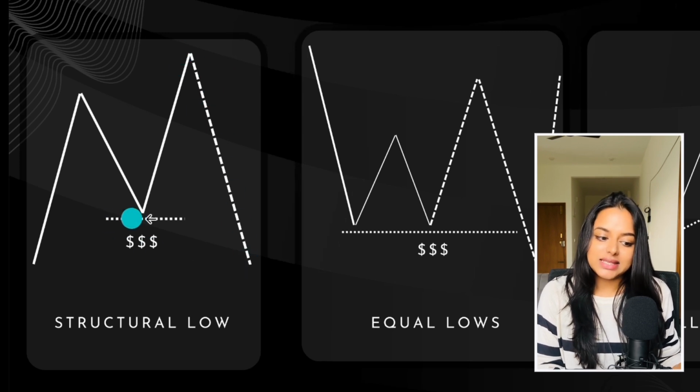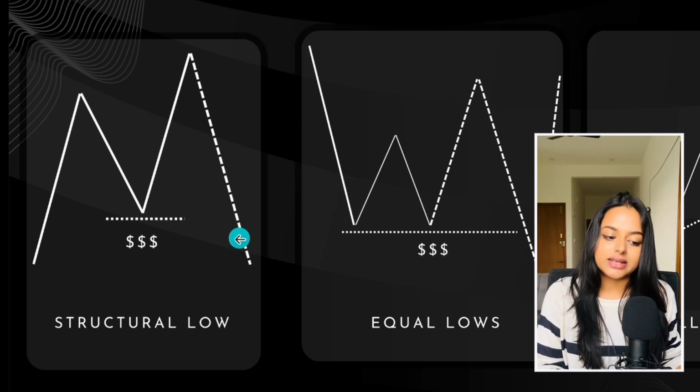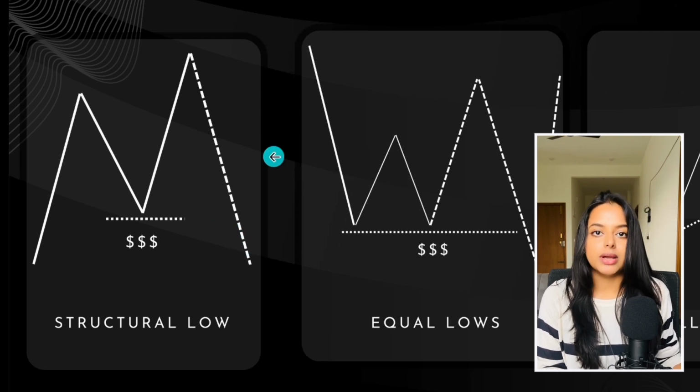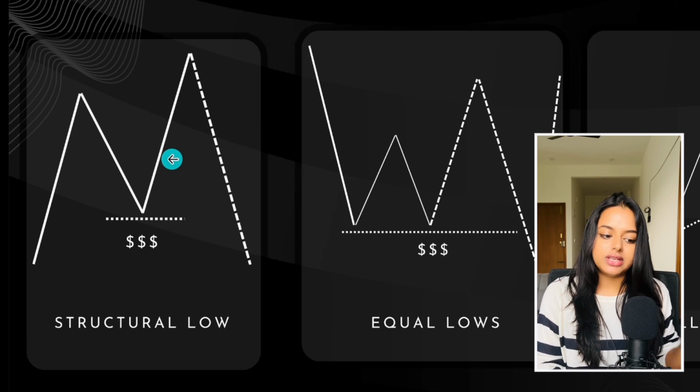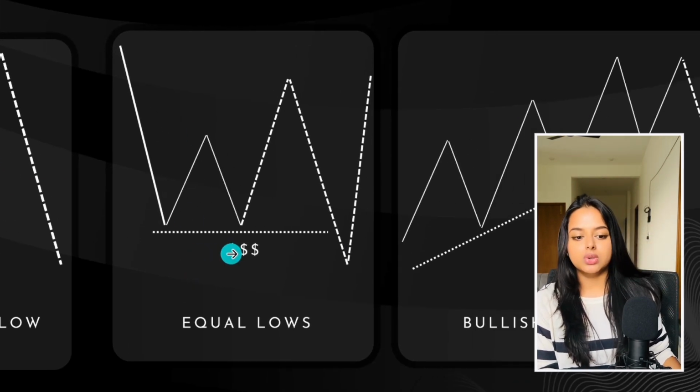When this breaks, what do we do? We usually think there is a neckline break, this is a double top, and we most likely go and take a sell here. So what happens after you take a sell, the market starts going up again. So this is how usually we get trapped. And the other similar way is equal lows.